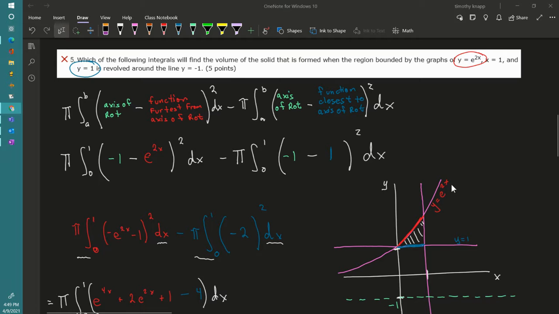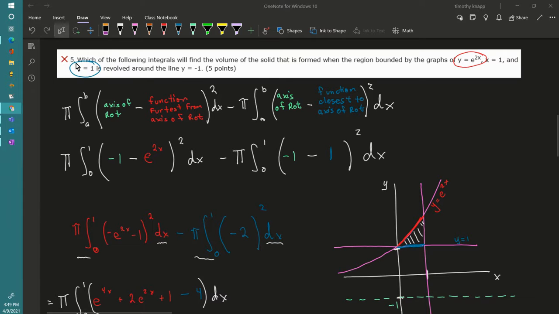Then this red function is this one right there. It's the e to the 2x. And then the y equals 1 is here. So the y equals 1 I've made blue, and this one I've made red. And here's my region right in there. And then not only that, you're going to revolve it around y equals -1, which is down here.